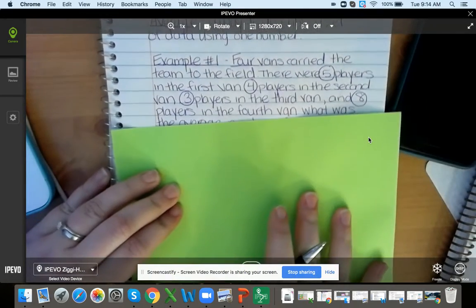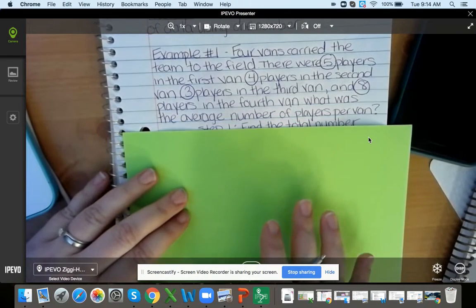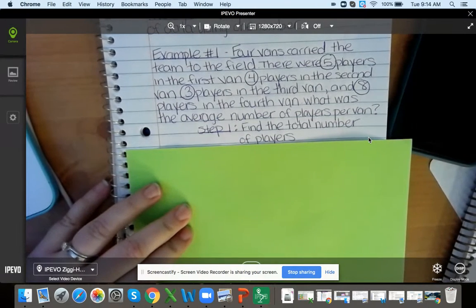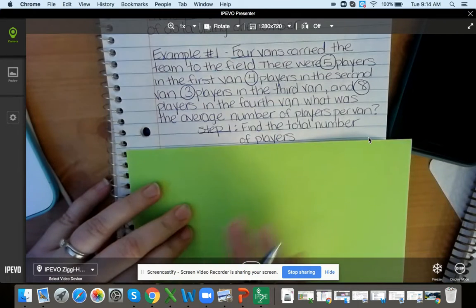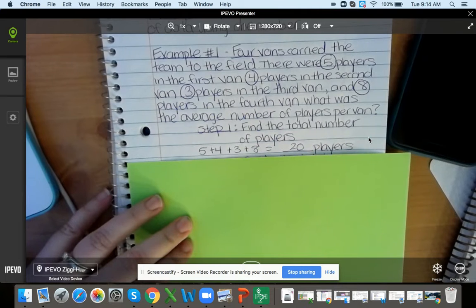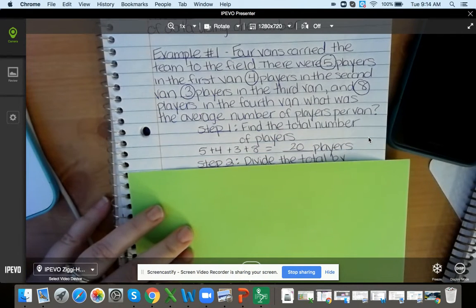In order to find the average, the first thing I'm going to have to do is find the total number of players. So I have circled how many players I have, but in order to find that total number, I need to add them up. So what I'm going to do is add 5 plus 4 plus 3 plus 8, and I added that all together and got 20 players.